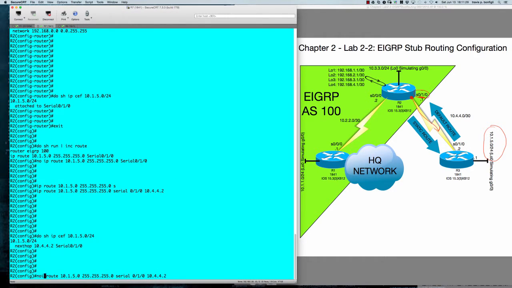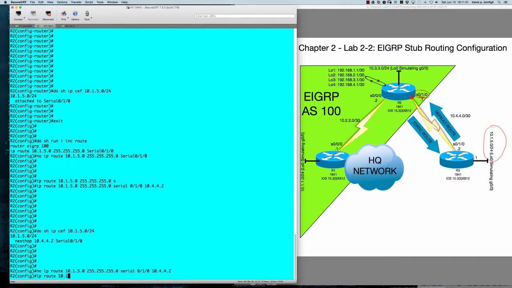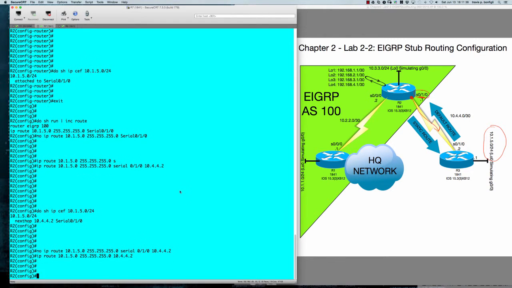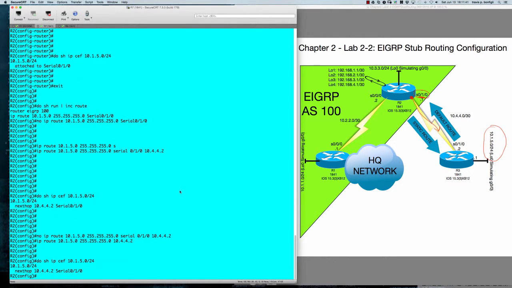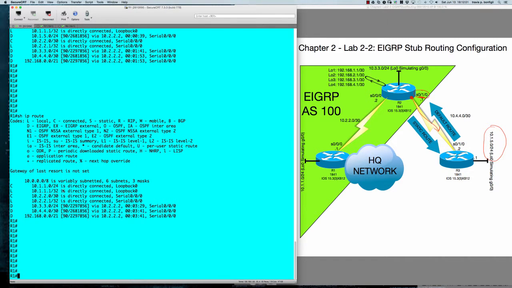So if we pull this off and say no, and then I say ip route 10.1.5.0 and I say 10.4.4.2, what is the CEF table going to show me again? Again, next hop, and you can see the FIB is going to report back the next hop, and it does that layer 3 to layer 2 resolution for us. Therefore, it's not simply directly connected, it's fully qualified, and that is why it does not originate the route.